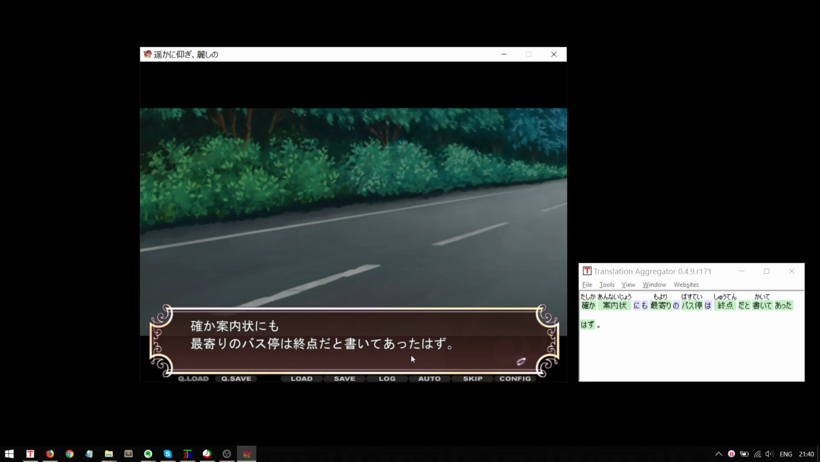It's hard to explain. So this hazu means that it should have been the case. What he's saying is that on the letter of invitation, it should have said the same thing.